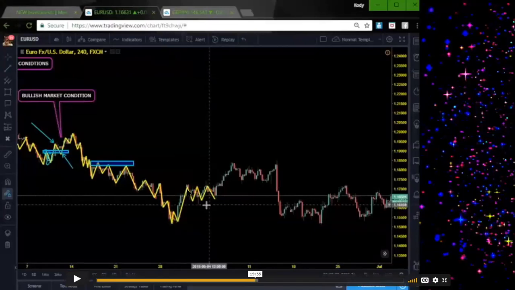Do you see this? You see how all the highs are equivalent, all the lows are equivalent. It's not making any peaks. It's not making any higher peaks or lower peaks. That's consolidation. Do you see how it broke out? And when it broke out, which way did it go? It went up. It broke out to the upside.